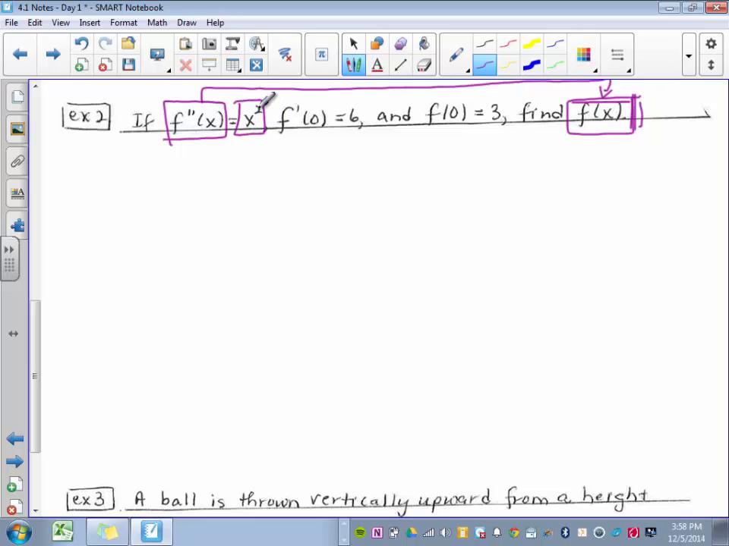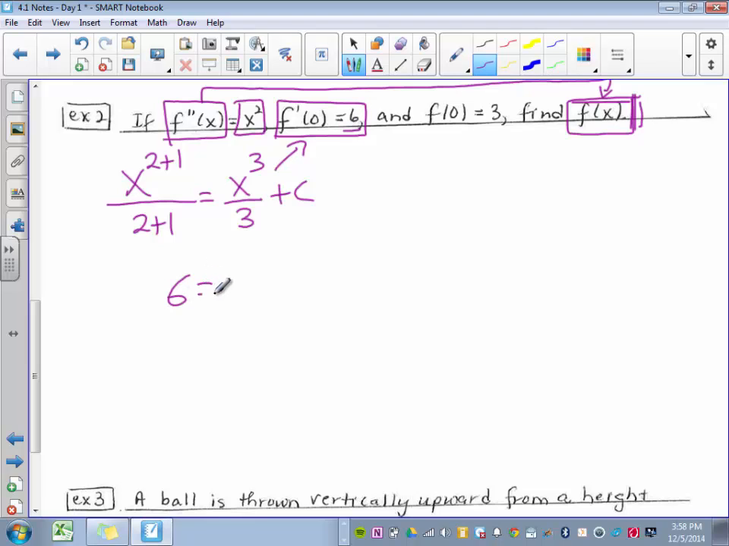So the antiderivative of x squared would be x to the 2 plus 1 all over 2 plus 1. That is x to the third over 3, plus c. We know that this function goes through this point right here. So we're going to take this information and plug it in there. We're going to set this equal to 6. We got 6 is equal to 0, and the 0 comes from here.